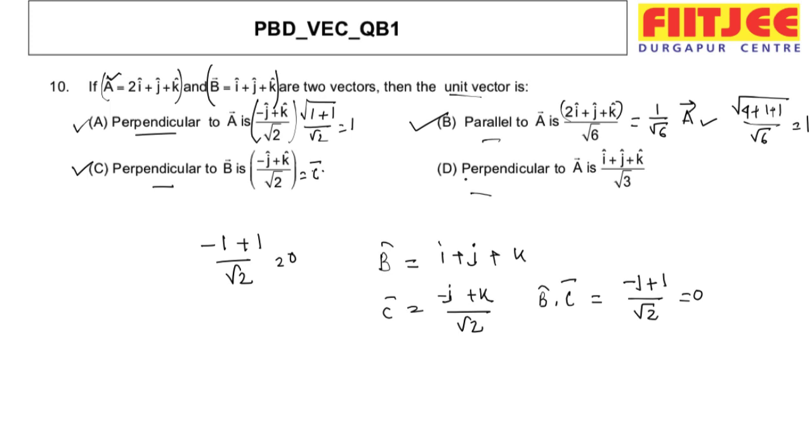Now option D says perpendicular to A vector is this one. If you make a dot product of i plus j plus k with 2i plus j plus k, you will find 2 plus 1 plus 1. So you will find 4, that is 4 by root 3. So it is not perpendicular. A, B, C should be your correct choices.